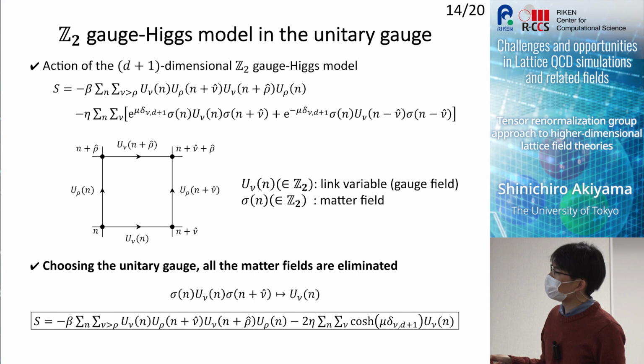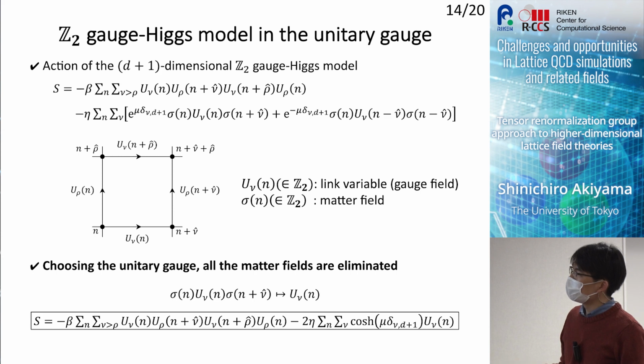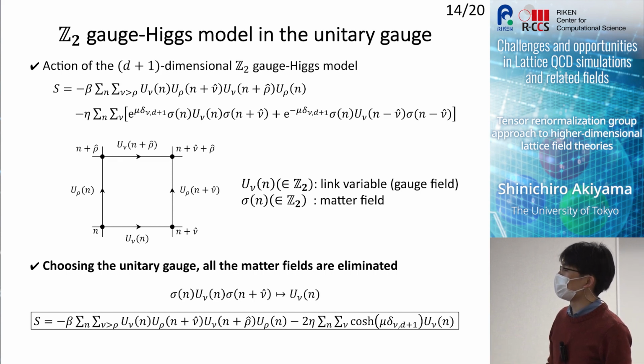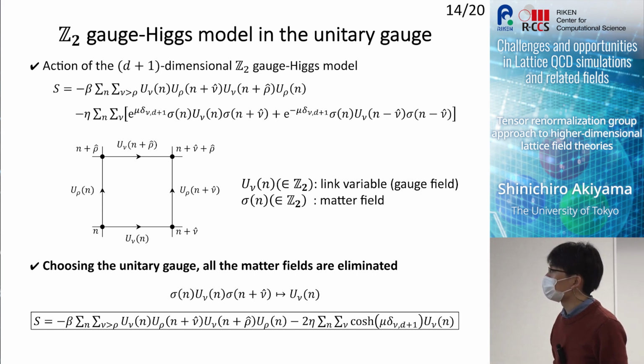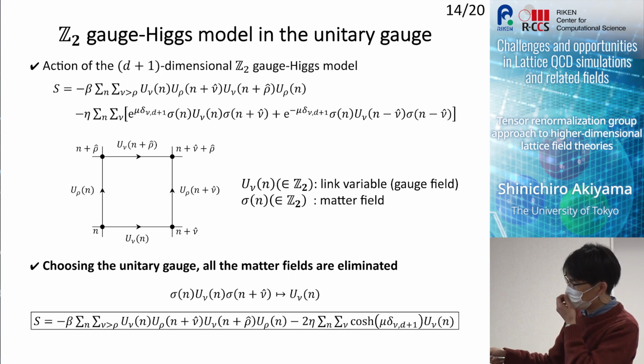Because both the link variables and the matter fields take their values on Z2, we can eliminate the matter fields from this action, choosing the so-called unitary gauge, which is defined by this transformation. And by choosing this gauge, we have this action. And there are no matter fields. The first term corresponds to the pure gauge action, and this one corresponds to a kind of external magnetic field appearing in the Ising model, something like that.